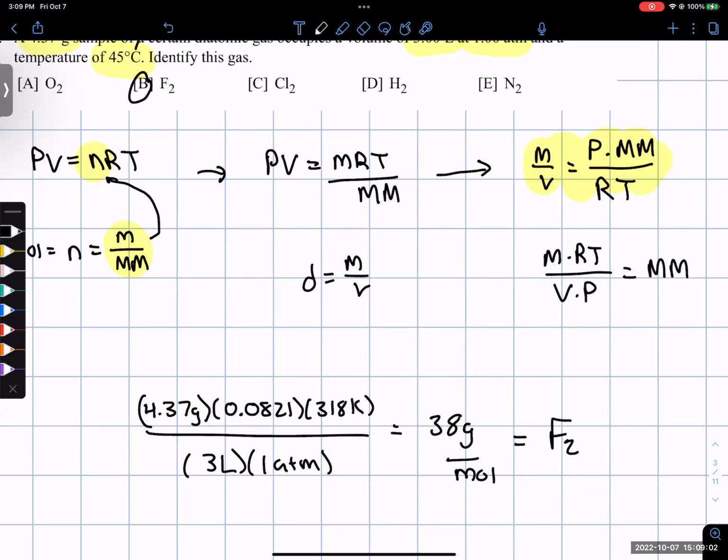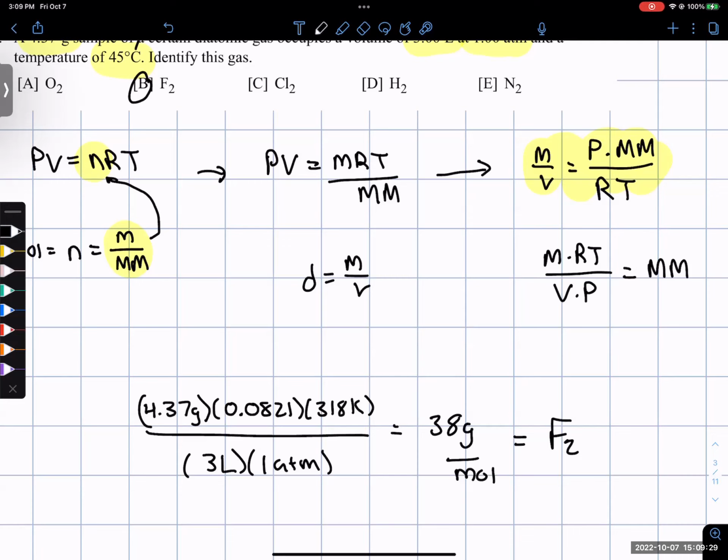Well, actually, I never divided by 2. I just noticed that everything in the answer choice is diatomic. So the molar mass of this gas is going to be twice the molar mass of any of these elements, right? So like O2, if the answer was O2, then you would have expected to get 32. Oh, okay, that makes sense.